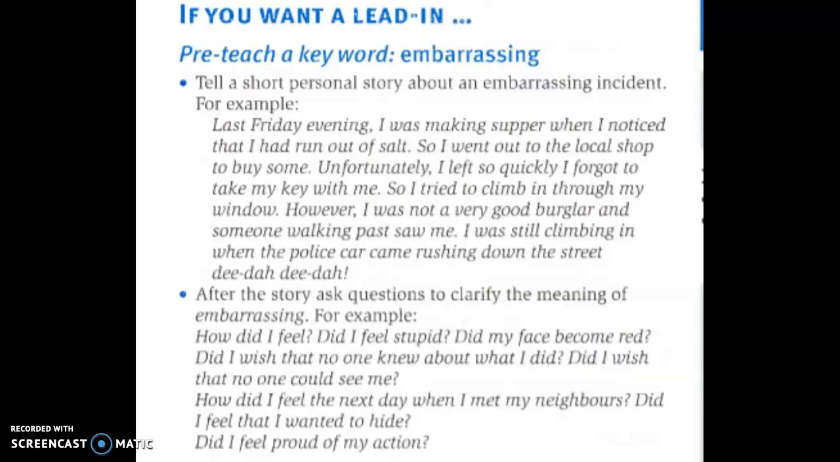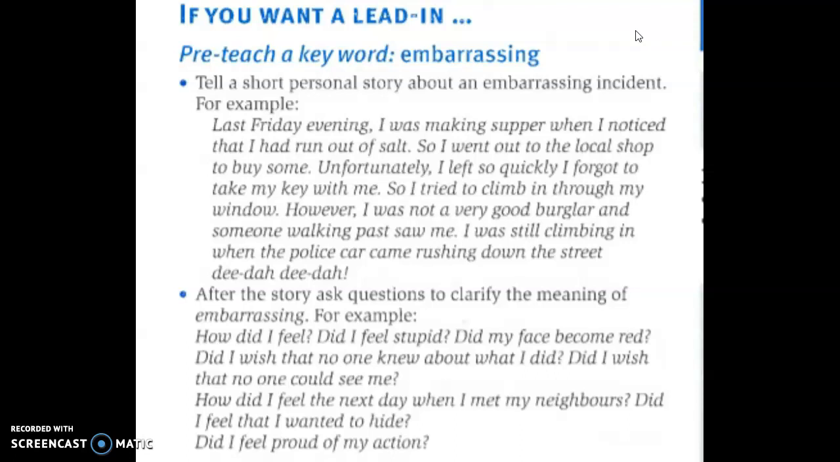So the teacher's book's got a nice idea for a lead in here, and it's also a way of pre-teaching the keyword for the lesson, which is embarrassing. So get ready for that. They suggest telling a little personal story about an embarrassing incident and trying to elicit the word embarrassing and then checking the meaning. And I think that's a great way to start.